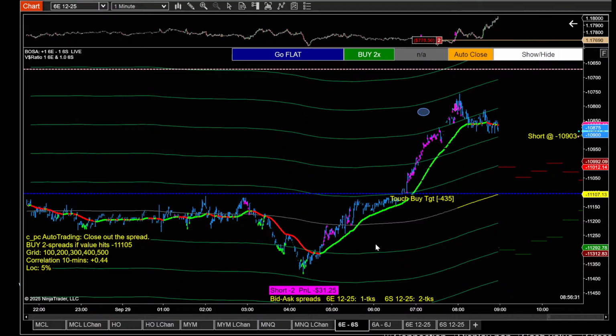So I'm trading two spreads. Right now I'm short two. That means I'm short two in the ES and I'm long two in the 6S. Did I say ES? I meant the 6E. I'm short 2 in the 6E, and I'm long 2 in the 6S. So let's see how this continues to mature.